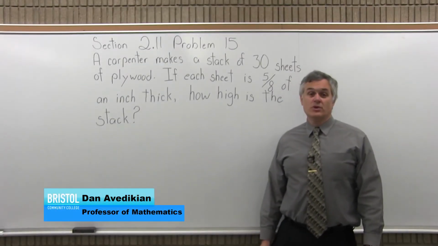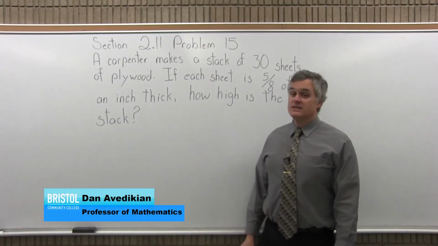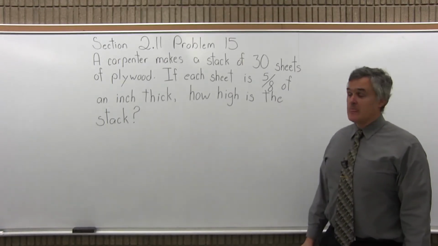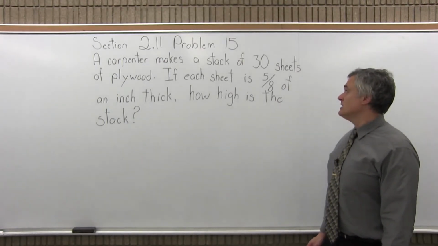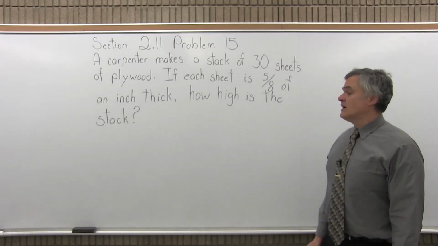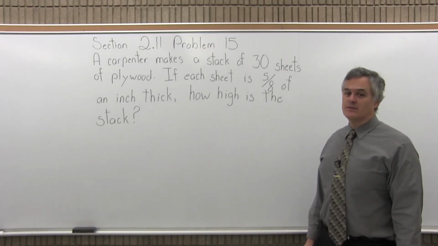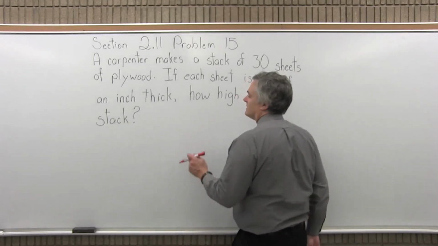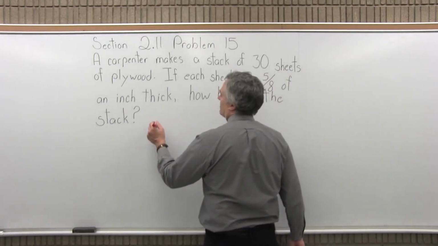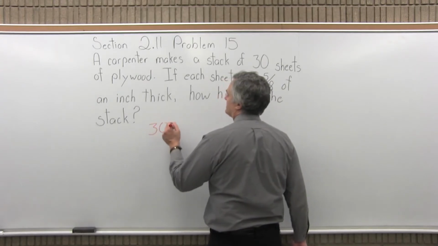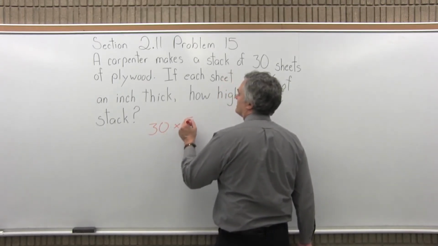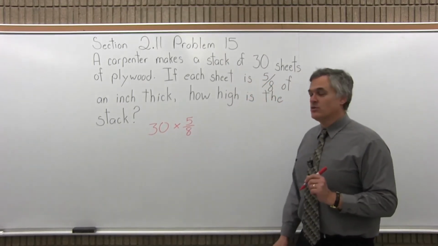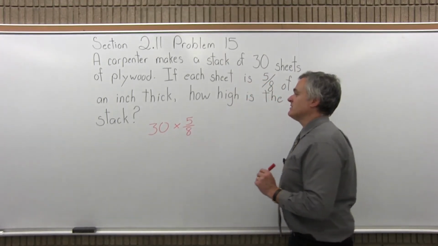This is Section 2.11, Problem 15. It says, a carpenter makes a stack of 30 sheets of plywood. If each sheet is 5/8 of an inch thick, how high is the stack? So I have 30 sheets in the stack of plywood. Each one is 5/8 of an inch thick. So we can multiply the number of sheets times the thickness of each sheet, and that will give us the answer. 30 sheets, each one is 5/8 of an inch thick.